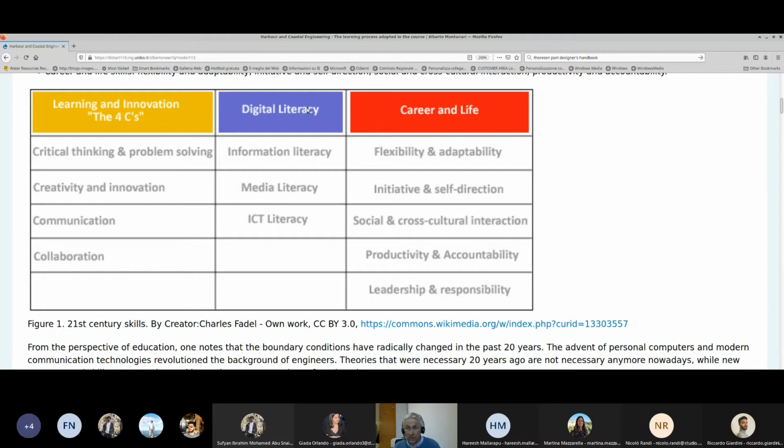Second column, digital literacy, information literacy, media literacy, ICT literacy. Information literacy, what does it mean in particular? It means that you have to be an excellent web surfer. The web is an enormous and extremely interesting tool, provided you are capable of using it. You can find everything on the web, provided you are able to search on the web.